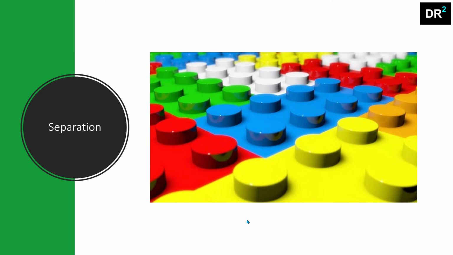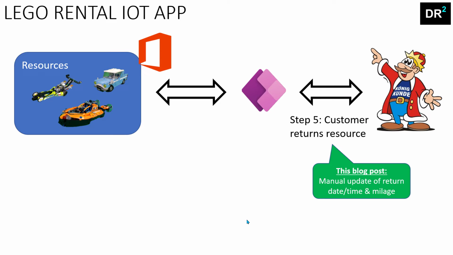And now the separation. At the beginning, I indicated that I want to do something with IoT here, but for this first blog post, we will have a look at how we can manually update the return data, something like the mileage and so on. And then in the next blog post, we will dig deeper into this IoT sensor, because it will take a little bit of time, and it would just be too much for a single blog post.